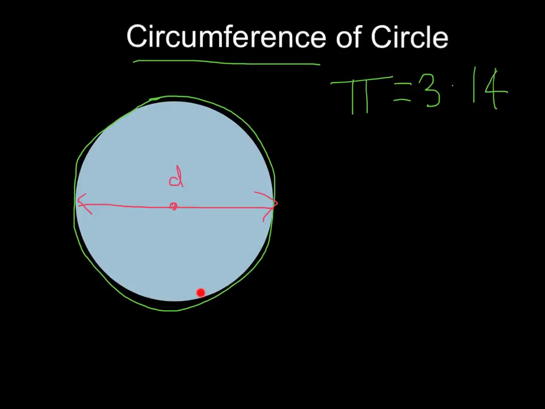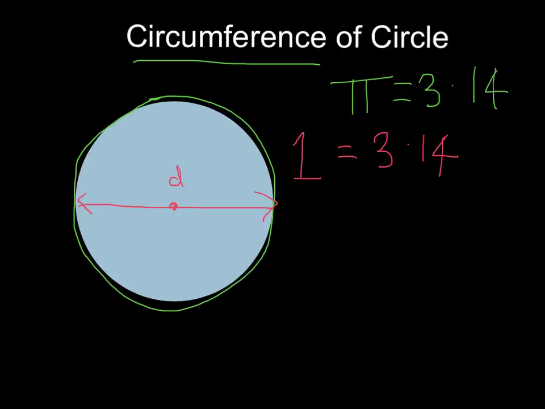So therefore, for any circle, the circumference is 3.14 times its diameter. So that's how we work out the circumference. So say, for example, if the diameter was 1, we know that the circumference would be 3.14, because that's the ratio, that's what pi actually is.